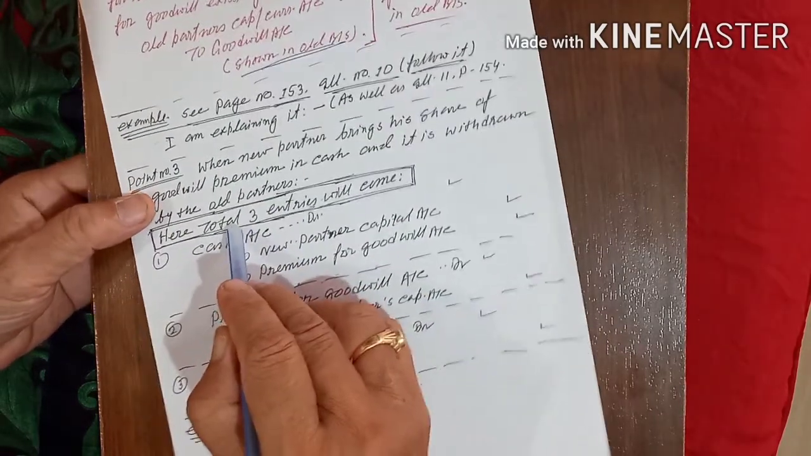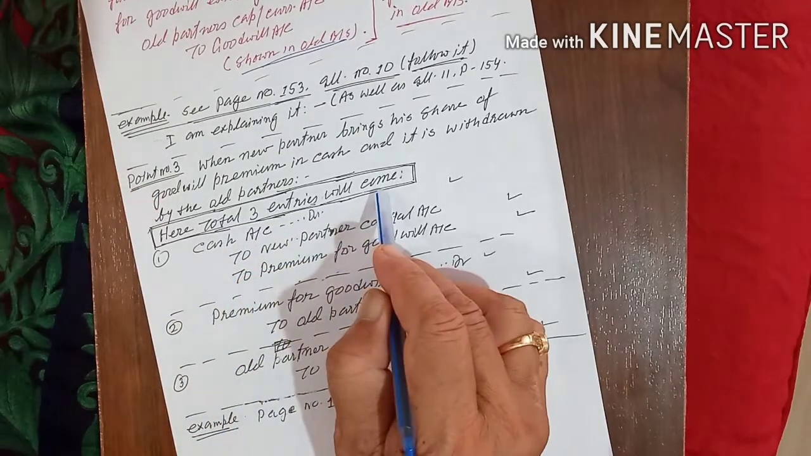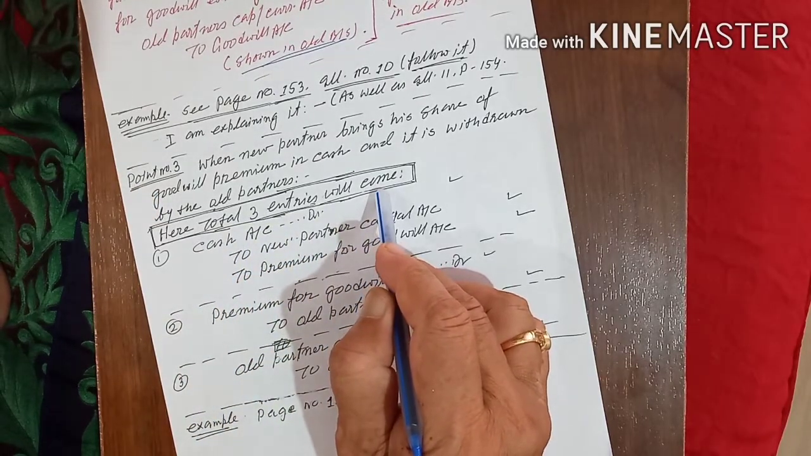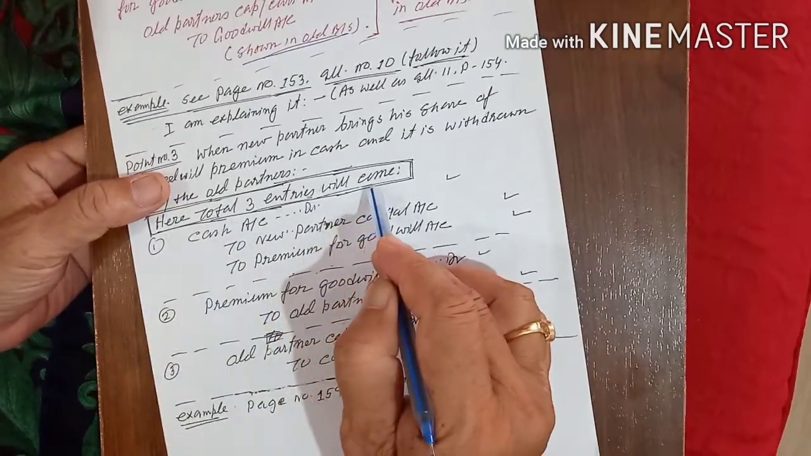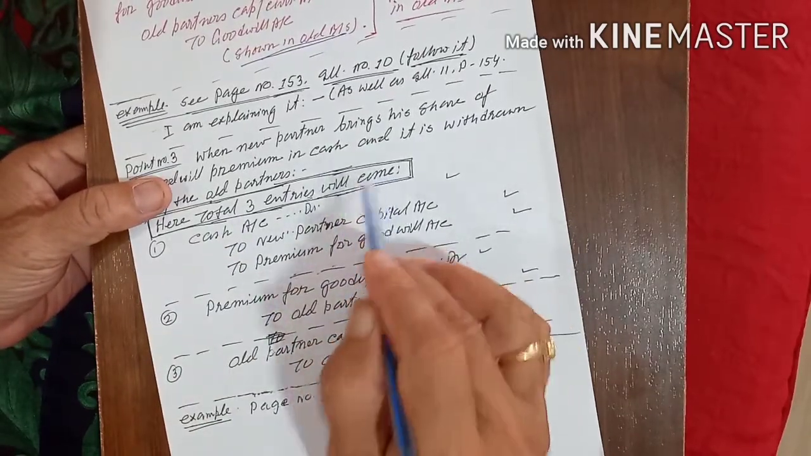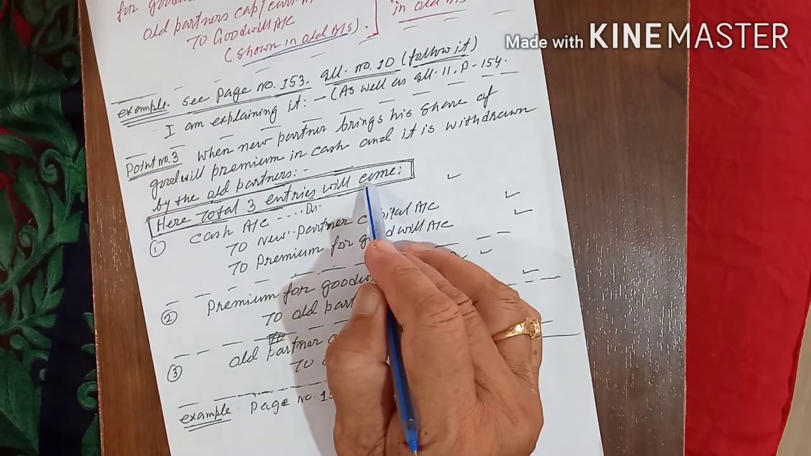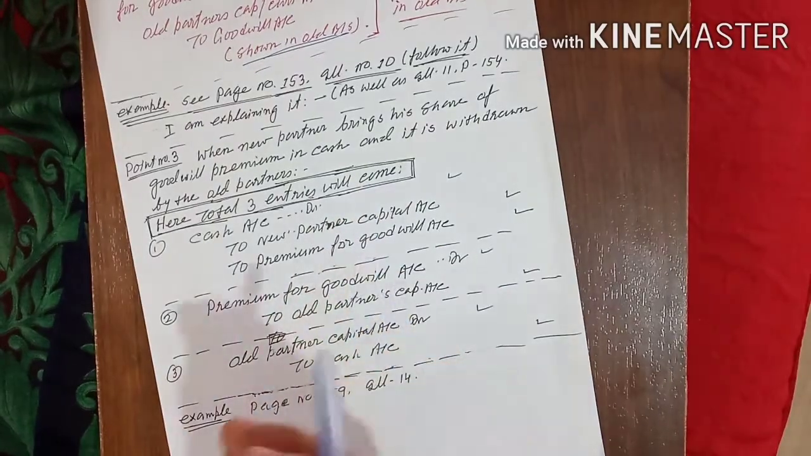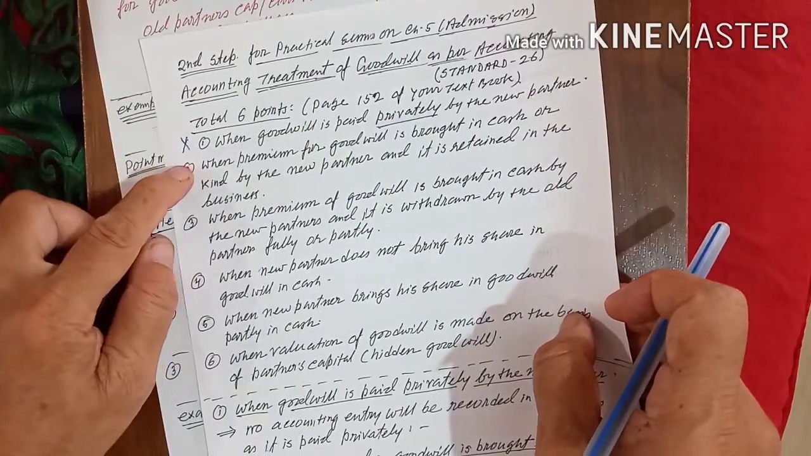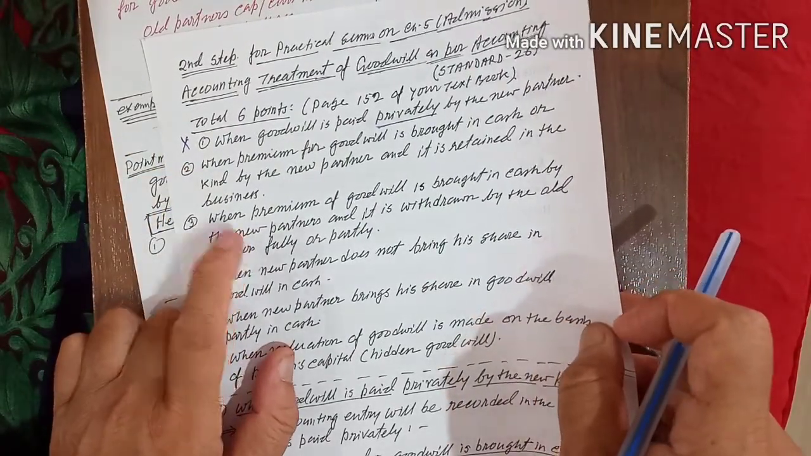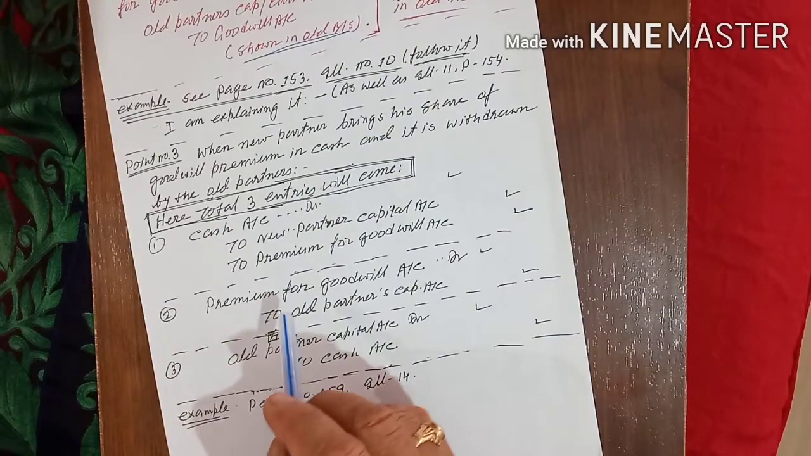Here how many entries do you have to pass? Three entries will come. In the second point, 2 entries were there; here 3 entries will come. Keep these 3 entries in mind. Once again, in the first point no entry, in the second point 2 entries, and in the third point 3 entries will come. Which 3 entries?